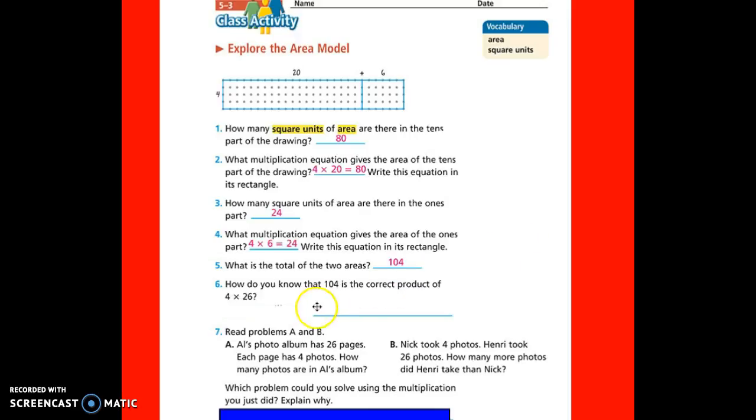How do you know that 104 is the correct product of 4 times 26? Well, it's a good question. We know that 4 times 20 gave us that 80. We know that 4 times 6 gave us that 24. I'm going to actually write this out here. So we know that this gave us 80. And we know that 4 times 6 gave us 24. And if we add those two together, that'll give us the total area of all of those, which was our 104.